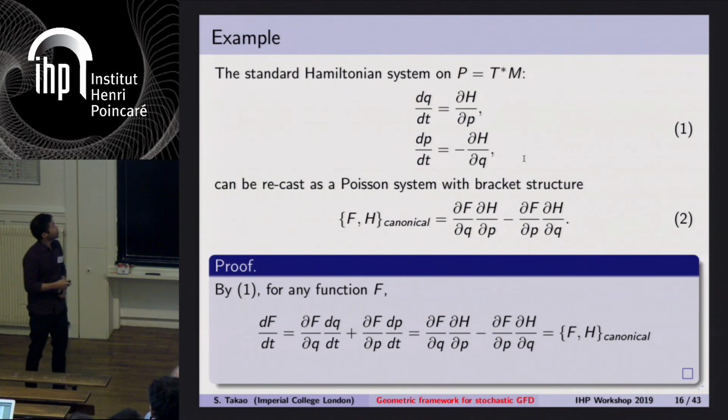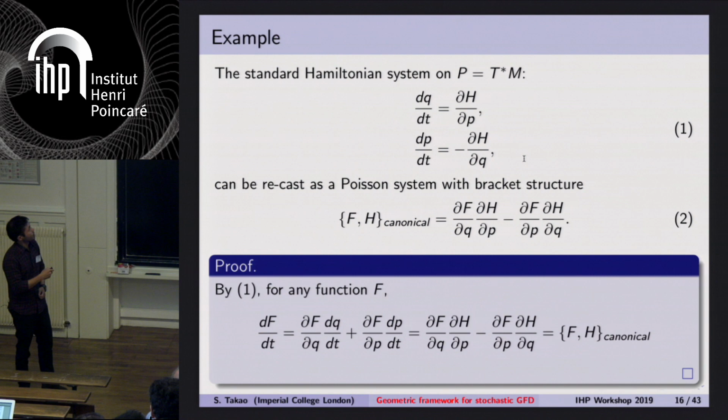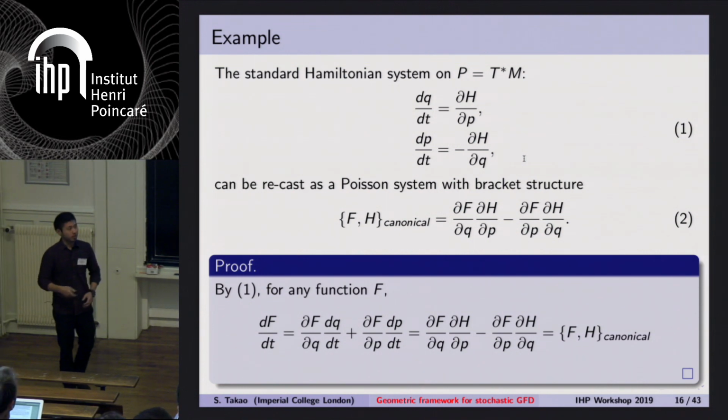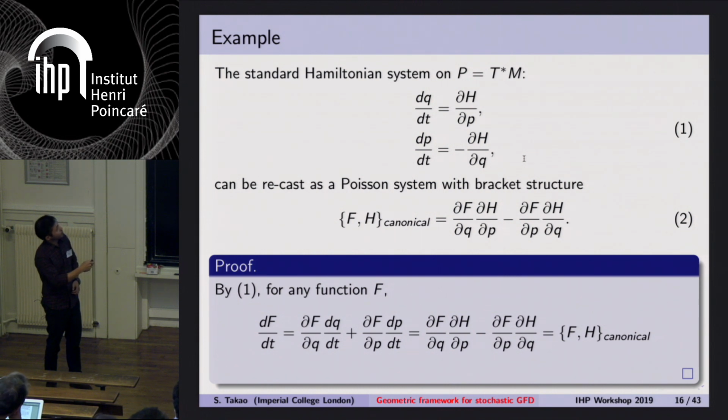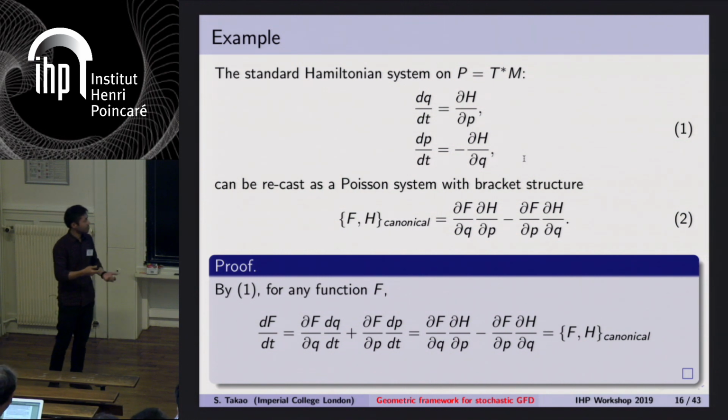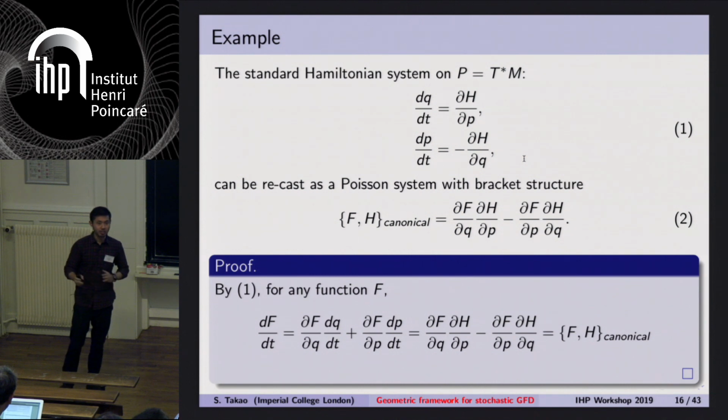So let's look at an example. This is the standard Hamiltonian system on the cotangent bundle written in coordinates. I'm going to claim that this is also a Poisson system, a Hamiltonian system in the Poisson sense as well. I claim that this is a Poisson system with the bracket given by this here, dfdq dhdp minus dfdp dhdq. In order to see this, let's take any function f and take its time derivative. By using the chain rule, we have dfdq dq dt plus dfdp dp dt. But then by using equation 1 here, the standard Hamilton's equations, you can write this as dfdq dhdp minus dfdp dhdq, which is the Poisson bracket here.